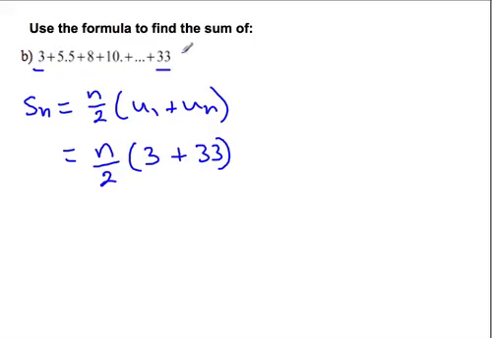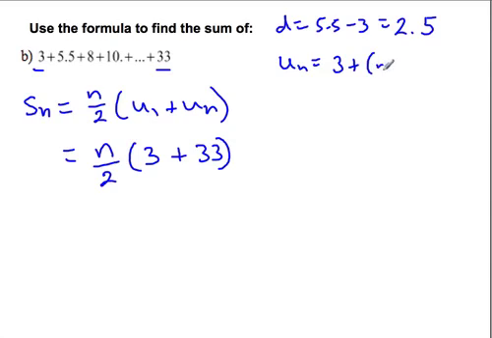And we did a problem like this earlier. We need to find how many terms are in this sequence. So let's take a look at it. d is equal to 5.5 minus 3, which equals 2.5. So d is 2.5. And we need to use our formula for an arithmetic sequence to find n here. We're going to use u sub n equals u sub 1, which is 3, plus n minus 1 times the common difference, which is 2.5.